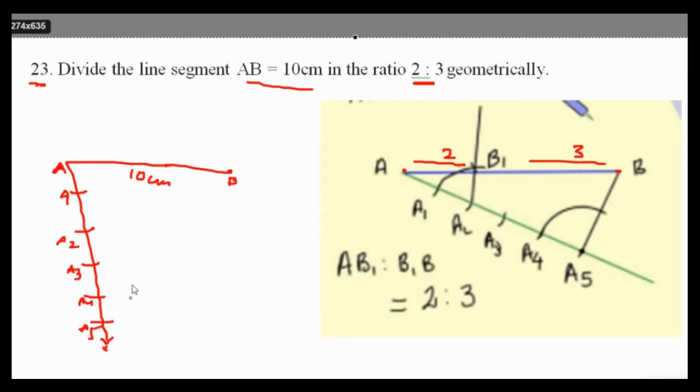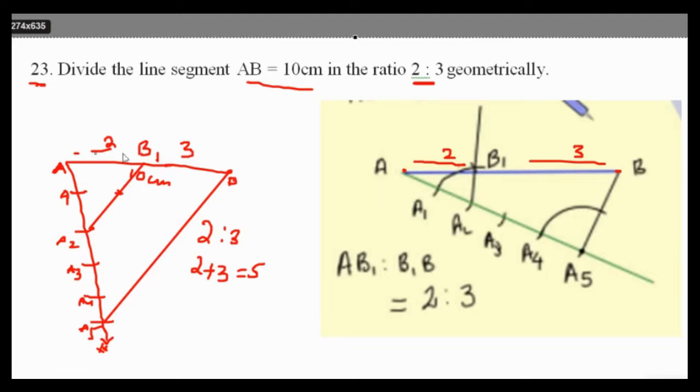So why do we have to draw 5 equal parts? Because the ratio is given as 2 is to 3, so the total parts are 5. Once we draw a ray AX and divide it into 5 equal parts, we have to join A5 with B, as shown in the picture. After joining A5 with B, we have to draw a parallel line from A2. So this is how we have to divide the line in the 2 is to 3 ratio, and this point is called B1. So AB1 is 2 and B1B is 3.